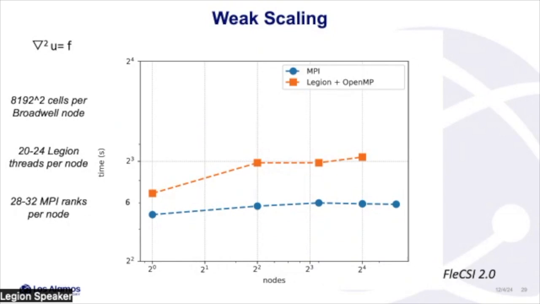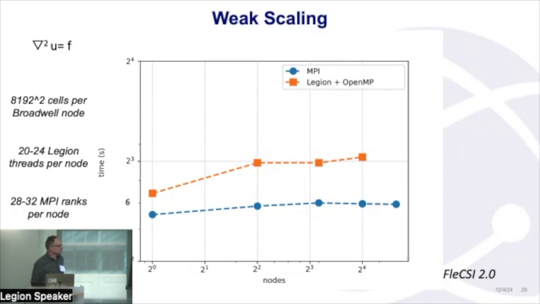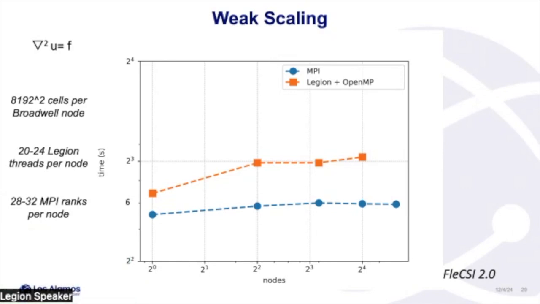The next thing that happened was the MPI backend was optimized, and now it's faster. So this is a weak scaling plot, time versus number of nodes. The MPI backend is the blue circles, and the Legion backend is the orange squares. So both backends are pretty much scaling the same way, and the MPI backend is maybe 50% faster.